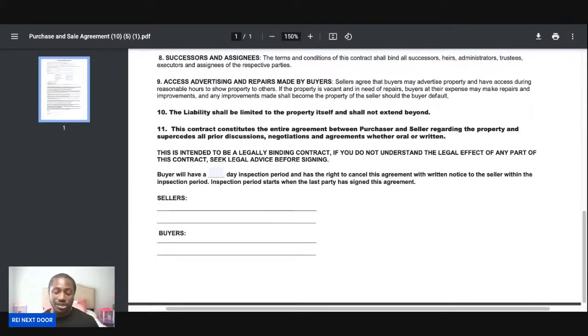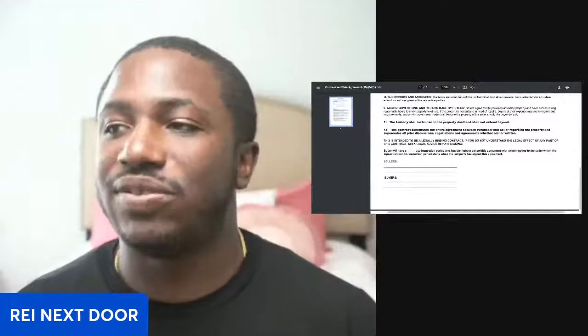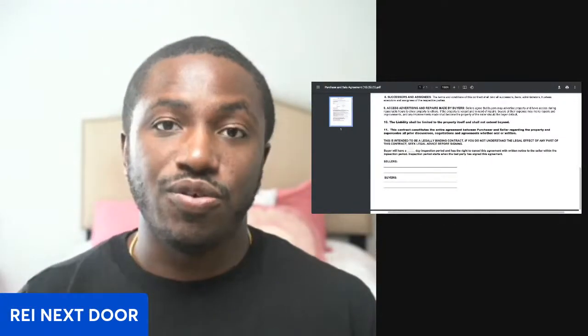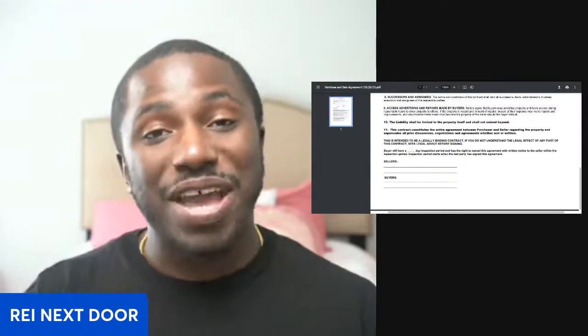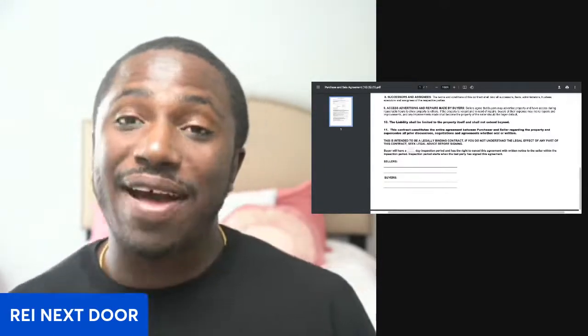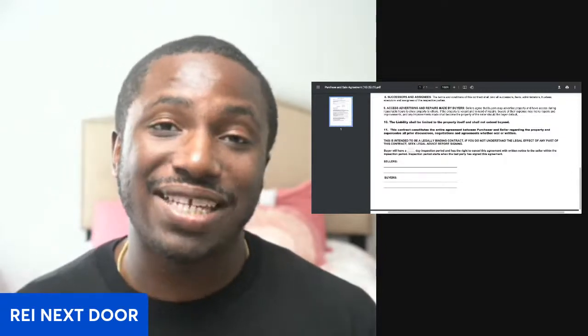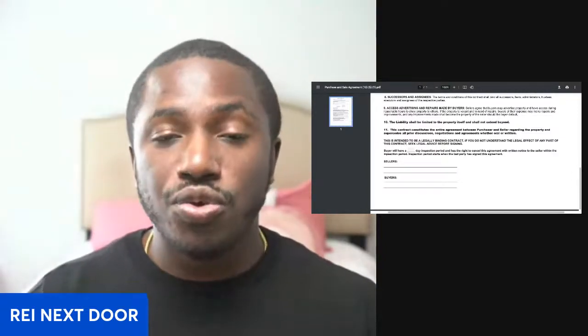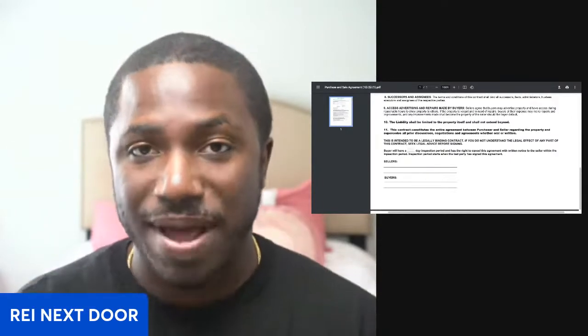So you want to give yourself an inspection period. You want it to be as long as the contract is, if you can, right? You want the inspection period to end the day of closing if you can, because during the inspection period you can back out of the contract. But if you back out after the inspection period has expired, then you forfeit your earnest money deposit, right?